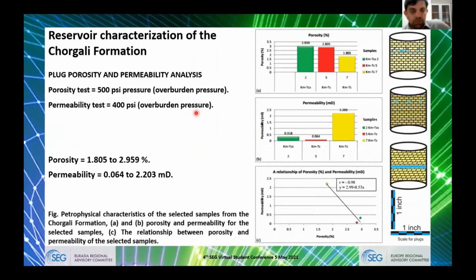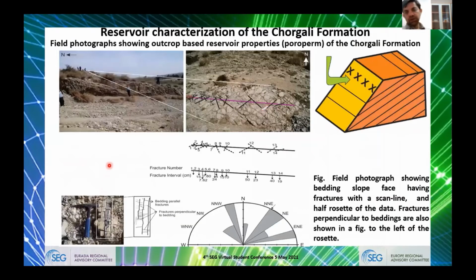Reservoir characterization of the Chorgali formation. For the reservoir characterization, plug porosity and permeability analysis have been conducted, and the porosity varies from 1.8 to 2.9, and the permeability varies from 0.064 to 2.2 millidarcy. And on the outcrop scale, fracture analysis has been conducted using the scan line survey. The overall length of the scan line over here, you can see, is 250 centimeters, and the cumulative fracture interval is 216 centimeters. Therefore, it implies extension and opening, which ultimately leads to porosity and permeability.